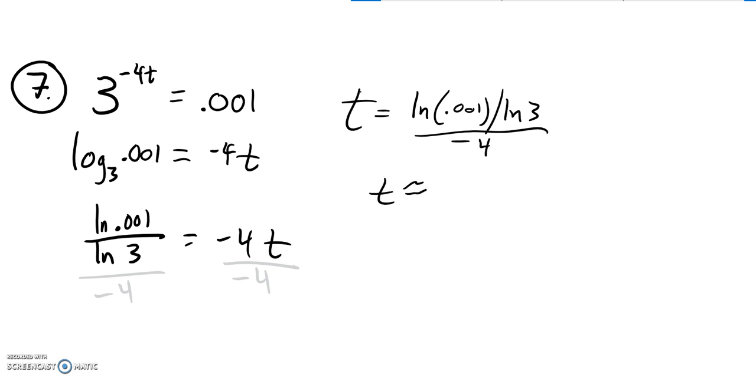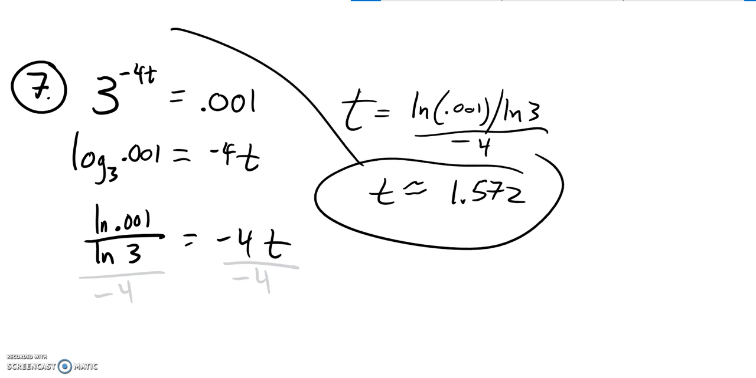And if I do that on my calculator, let's see what I get. I get about 1.572. Pretty easy to check. Shove that in your calculator, and it should spit out about 0.001.